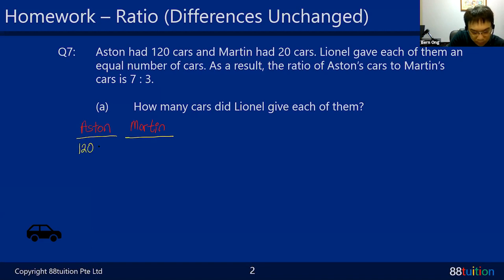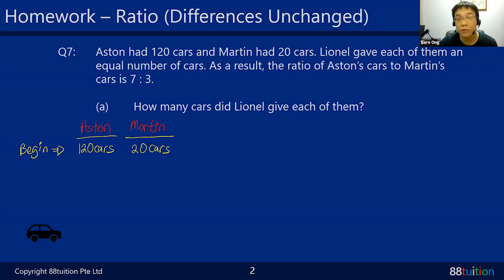All right, so 120 cars, let me put it as 120 cars. Martin got 20 cars. Can you see? So this is at the beginning of the story. This was your homework, and I gave you the answer. You're supposed to use what? Difference unchanged, the knowledge in order to apply into this.